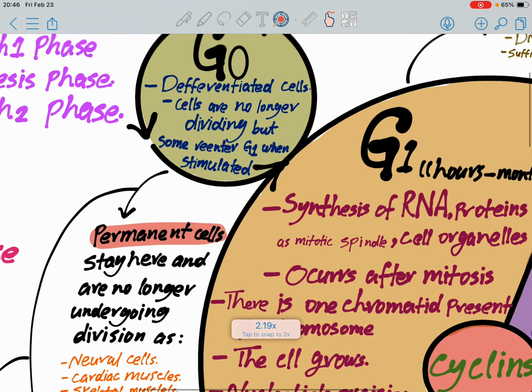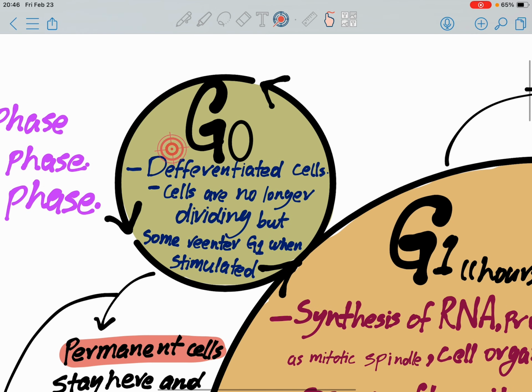Lastly, the growth 0 or G0. It is the resting phase. When a cell exits from growth 1, it enters into growth 0 if it is differentiated and if it has specific functions and if it is no longer dividing. However, some cells re-enter growth 1 when stimulated.